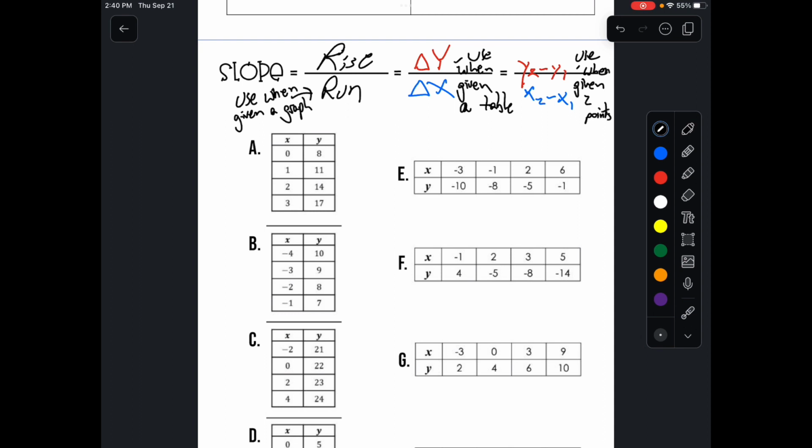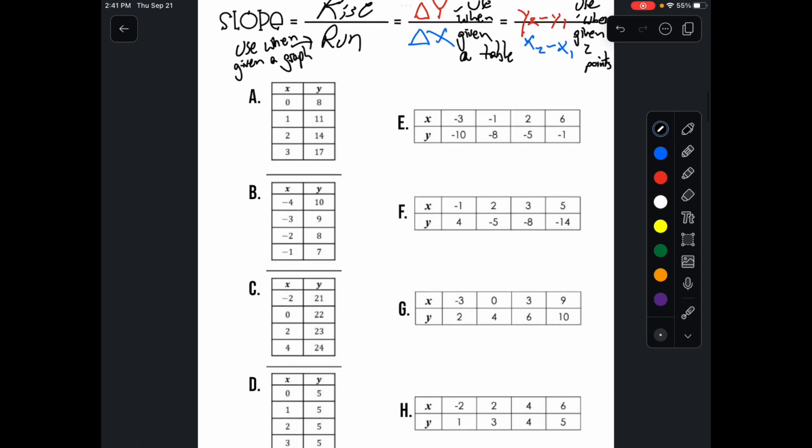And so technically you could use this when we have our tables as well, but we're not going to look at this formula with tables. We're just going to look at it when we're given 2 explicit points. So let's look at our first example, our table A. It says the change in y over the change in x.